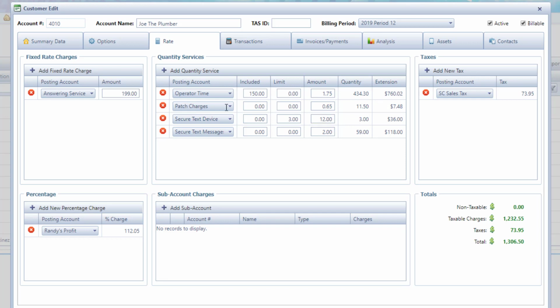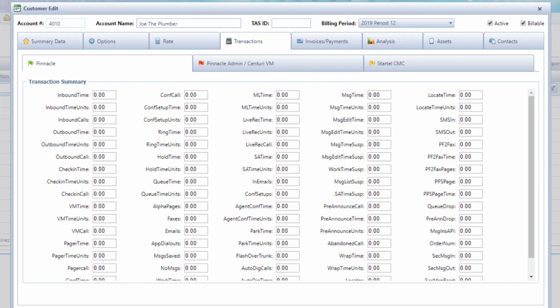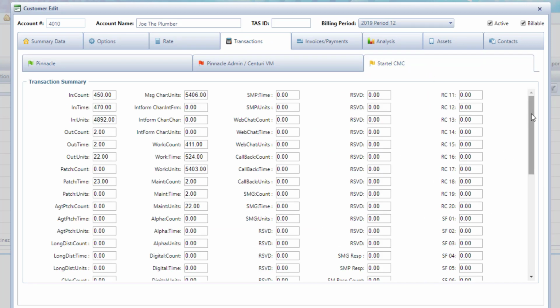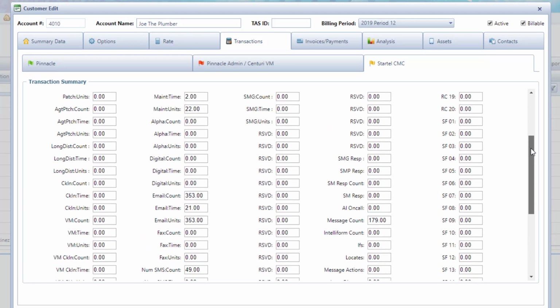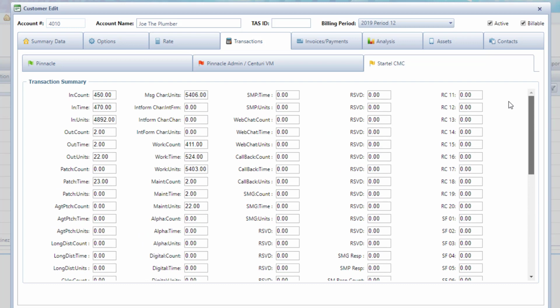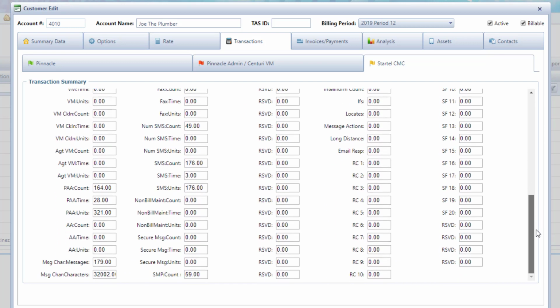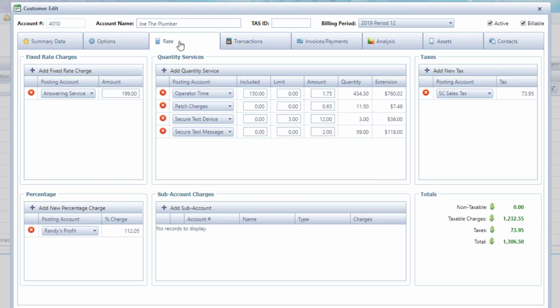Now, to see the data that generated these charges, we can look at the Transactions tab, and this is our StarTel data. So I can manually go back and look through the fields and add up the quantities and confirm our calculations. Now, for example, the secure message count of 59 units came from this field. So 59 was my SMP count. I can confirm what's being billed here under secure message quantities of 59, so I know my formula is correct.